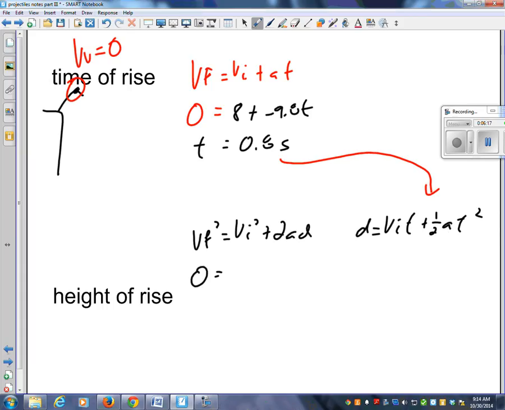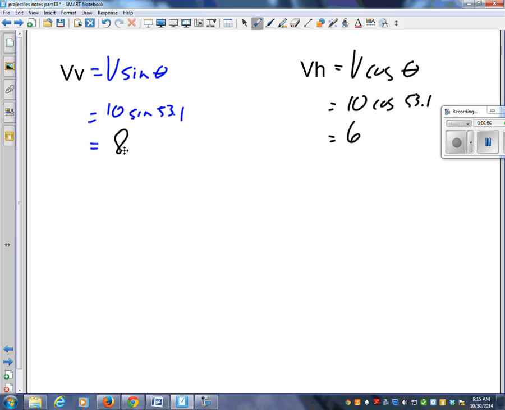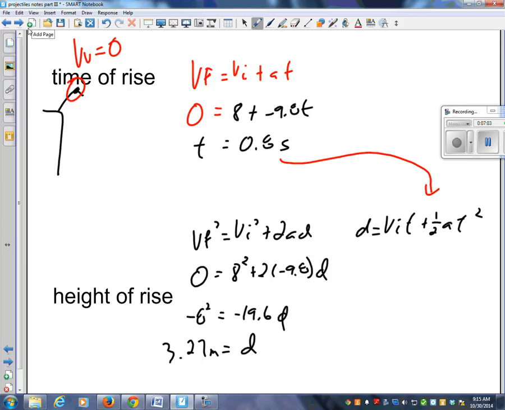0 equals 8 squared plus 2 times minus 9.8d. Minus 8 squared is equal to minus 19.6d. So my d is equal to only 3.27 meters. Yes, Chris? So it doesn't go very high off the top of the cliff, does it? How come? Because its vertical component is only like 8, right? Gravity is like minus 9.8, so it's not very big. So it's only going to go up 3.27 meters. Everybody good so far?